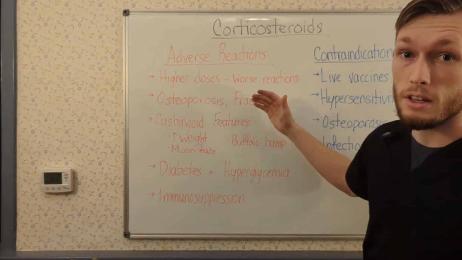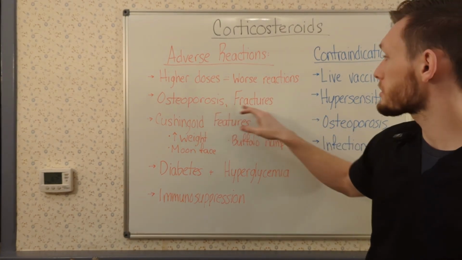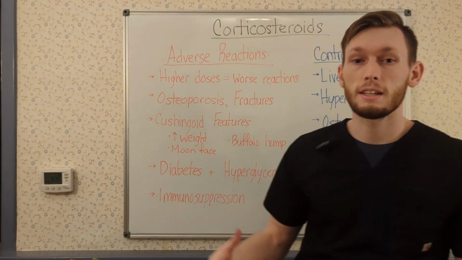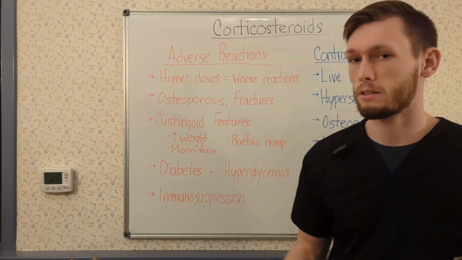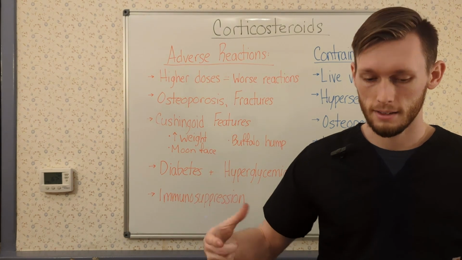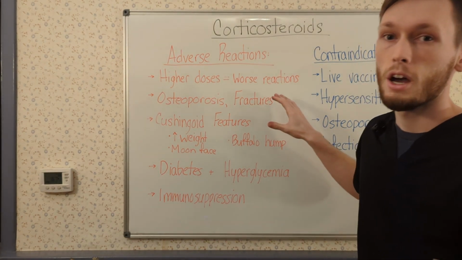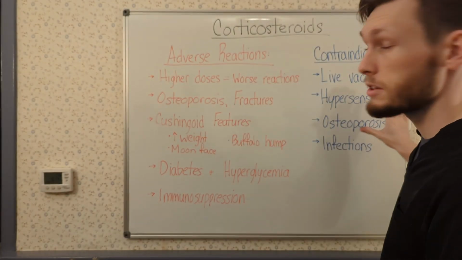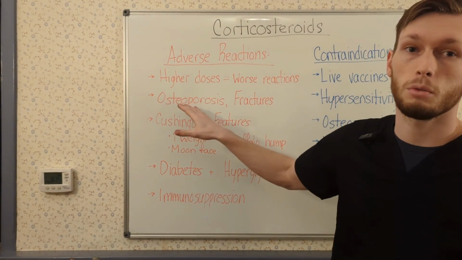Things that we might actually see, especially with long-term therapy, are osteoporosis and fractures. This is because corticosteroids actually inhibit mineral deposition in the bones. They actively weaken them. It stops things from calcifying, and the bones don't get that mineralization as easily. So it's going to directly inhibit bone formation and remodeling. If you already have osteoporosis, you're going to see that on our contraindications list because it's just going to make it worse, right?